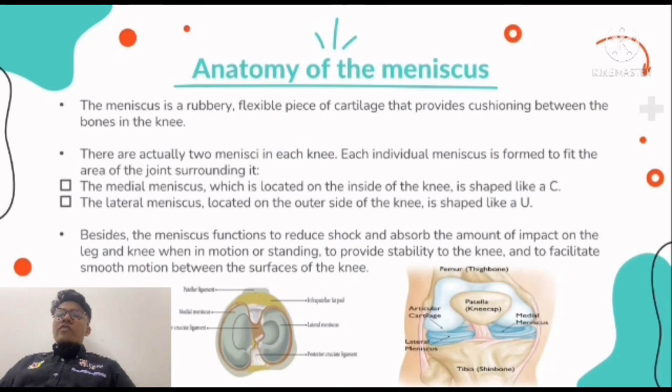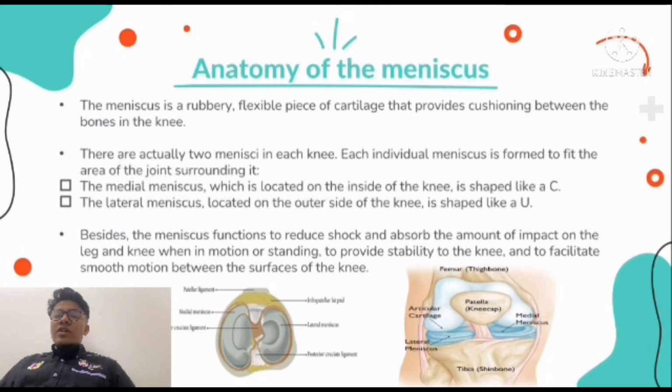First, the anatomy of the meniscus. The meniscus is a rubbery, flexible piece of cartilage that provides cushioning between the bones in the knee. There are actually two menisci in the knee. Each individual meniscus is formed to fit the area of the joint surrounding it. First is the medial meniscus, which is located on the inside of the knee and is C-shaped. The next is the lateral meniscus, located on the outer side of the knee and is U-shaped.